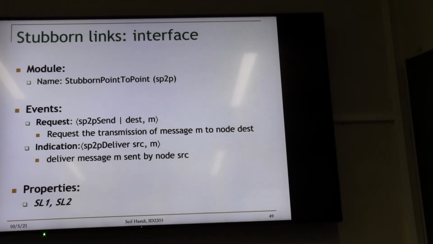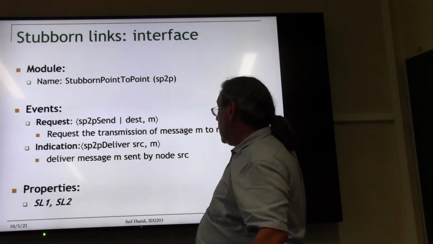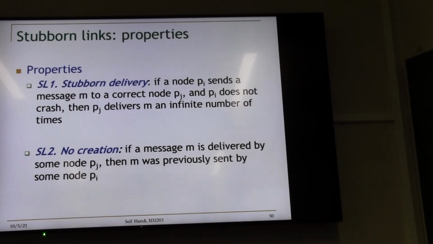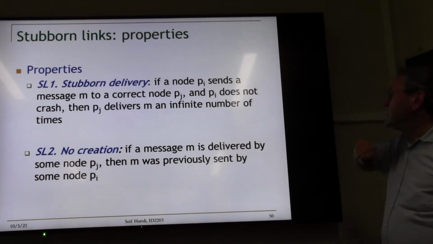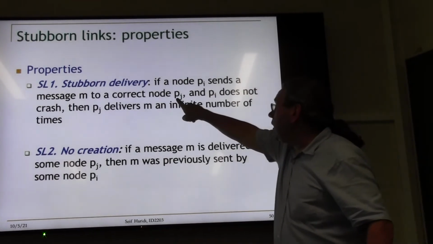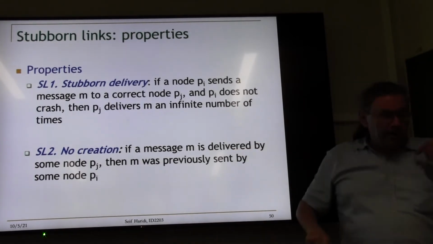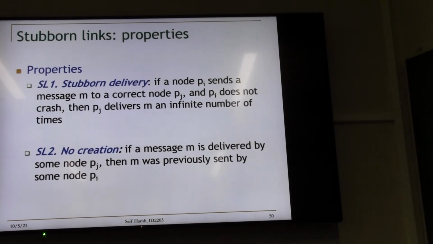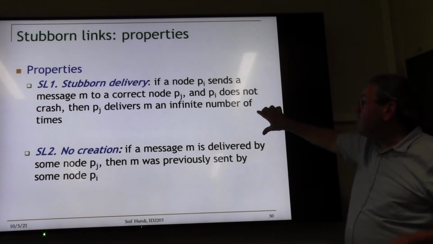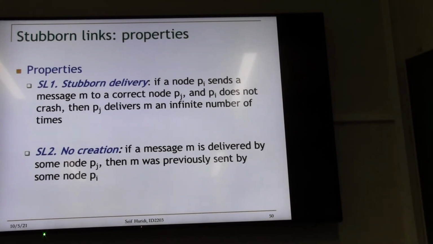Okay? So in the stubborn links, the interface is the same as before: stubborn point-to-point send and deliver. And this time there are two properties: stubborn delivery and no creation. Here we clearly have an infinite delivery. If Pi sends a message M to a correct node Pj and Pi does not crash, then Pj delivers M an infinite number of times. So you send and the message arrives forever, an infinite number of times, and there's no creation. It's a little bit simpler than fair loss because there's no finite duplication property here. Here all the messages arrive an infinite number of times. Okay?